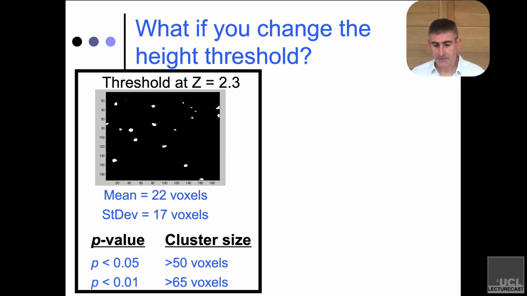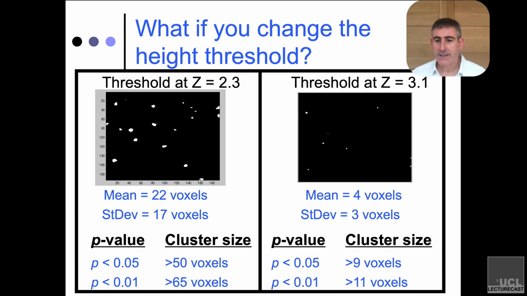So this is the original example I showed you, where there was a mean of 22 voxels and a standard deviation of 17 at a height threshold of 2.3. It was arbitrary. I picked it because that's what FSL uses. But what if you set it to a height threshold of 3.1? Equally arbitrary, and I picked it because that's what SPM uses. But I just wanted to sort of illustrate this.